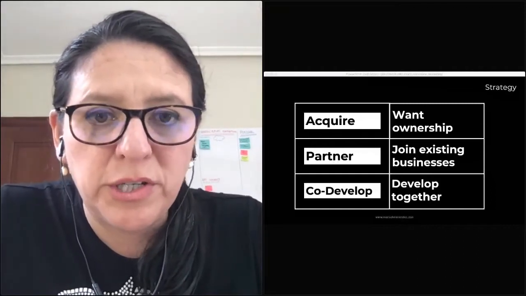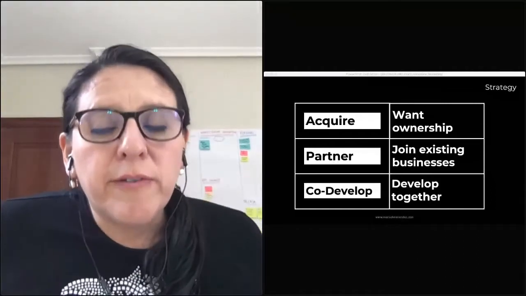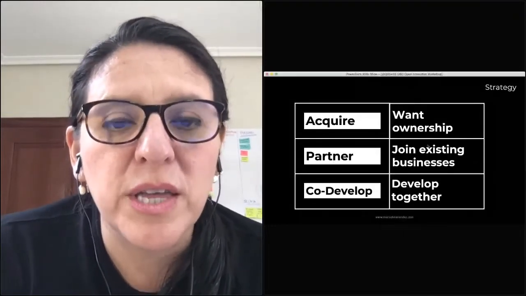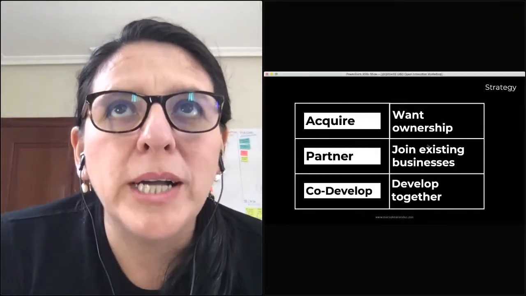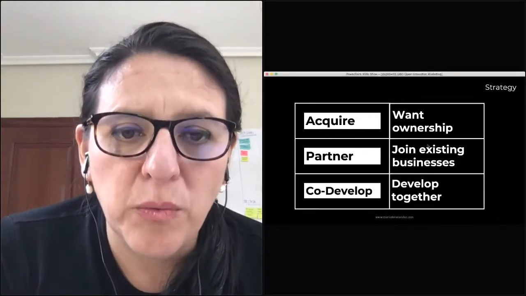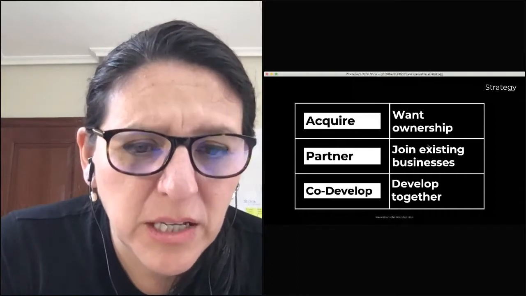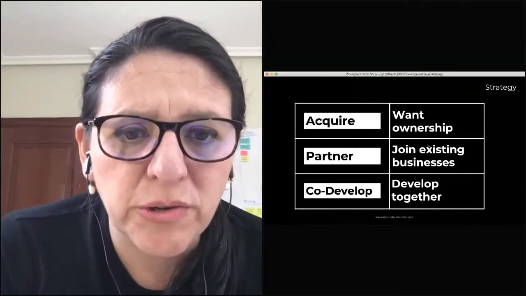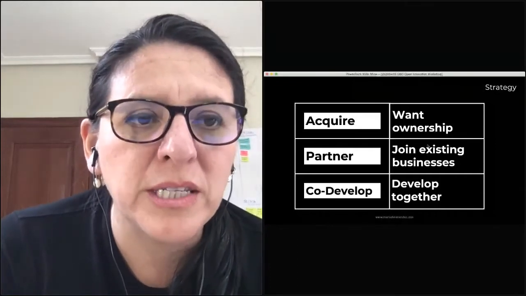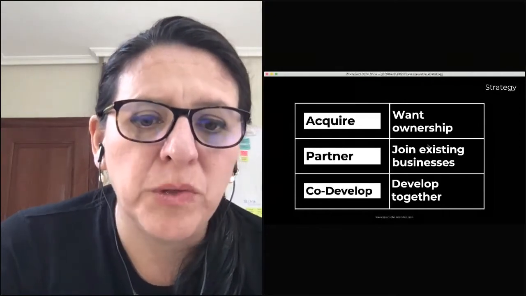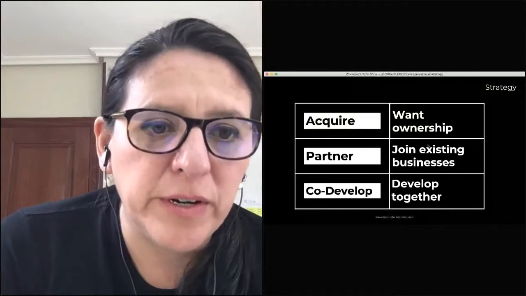So, next slide is the collaboration strategy. There are, of course, many other models, but this is a simple exercise to think about this. Do we want to own the innovation that we are working on? Do we want to join with other existing businesses, or we want to co-develop and do together? I don't necessarily need to acquire or make it my own, you know? And there are many different models.